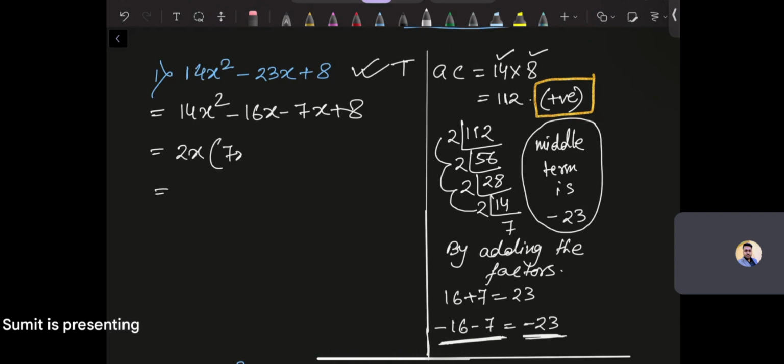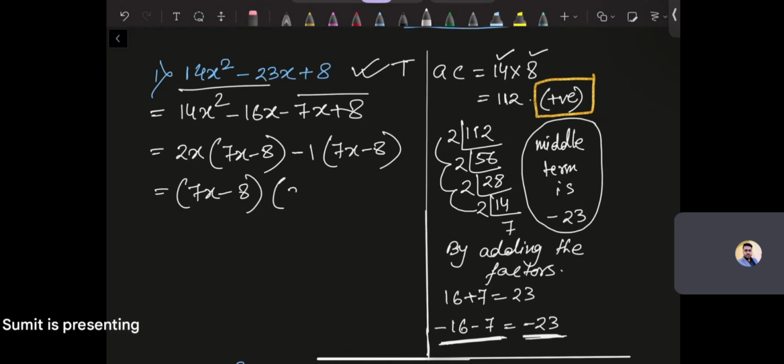Now if you take common 2x from the first two terms, it will be 7x minus 8, and from the last two terms in that way we will pair. I will take common -1, so 7x minus 8, and then 7x minus 8 is taken common, remaining with 2x minus 1. That will be the answer.